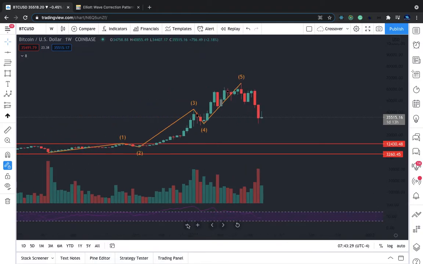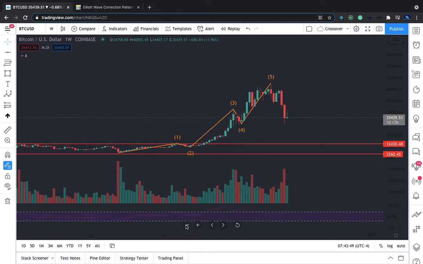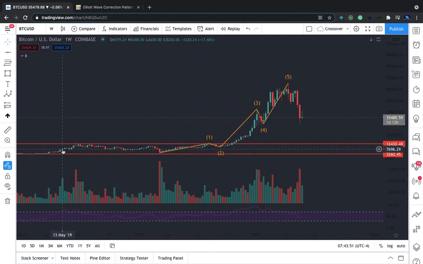All right, but I believe a bottom is very near. There's just a couple of scenarios that we need to look out for, which I'm going to go over right now. So what we have here on the weekly chart is a 5-wave bullish move to the upside. Over here was choppy, up, down.